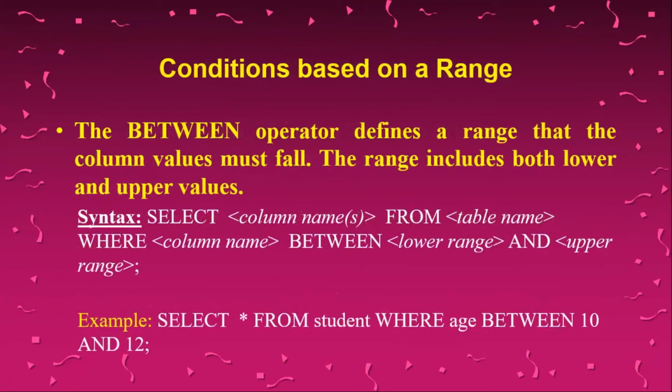If you want to give conditions on a range, we will be using the BETWEEN operator. That means the operator used to give a range of values. It returns the rows that fall within that range. Just keep in mind, when I use the BETWEEN operator, both the lower and upper values are included in your output. It's inclusive.